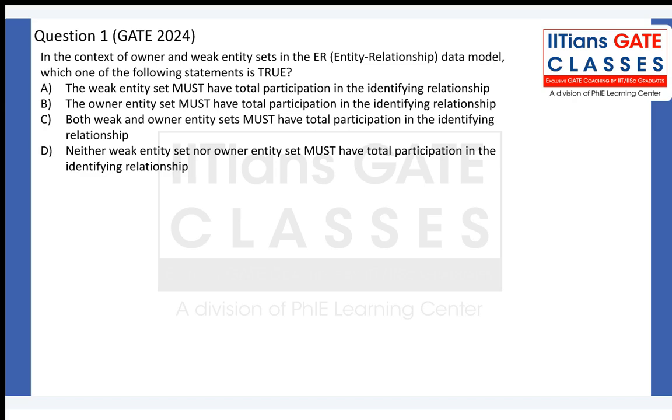Okay, any answers? It's a simple one. It was asked in this year's GATE. Okay, I have an answer. A weak entity set must have total participation in that relationship. Okay, any other answers? No other answer. Okay, answer A is correct. Very good, Shruti. The answer is perfectly okay.